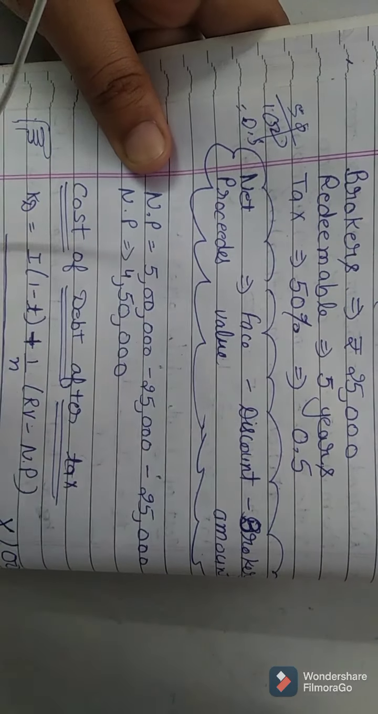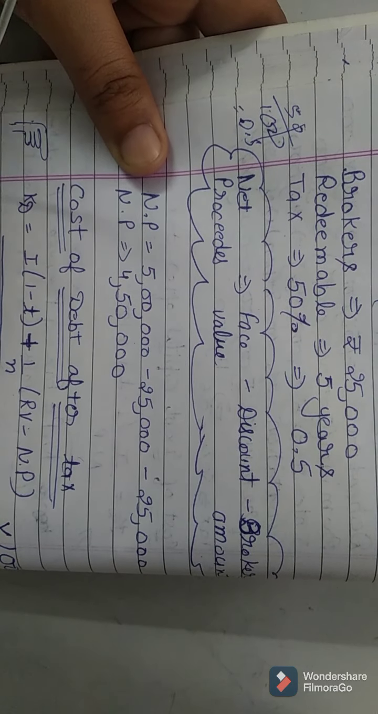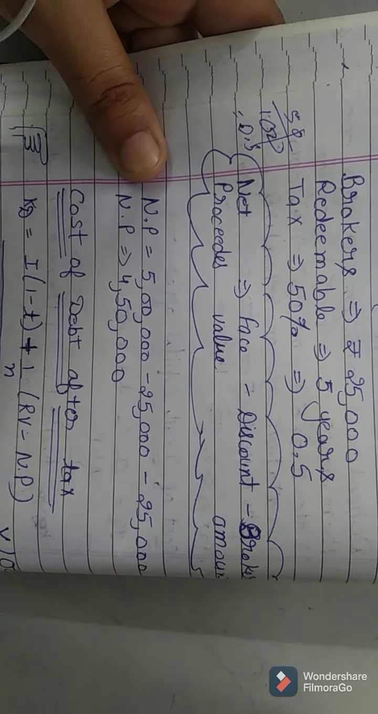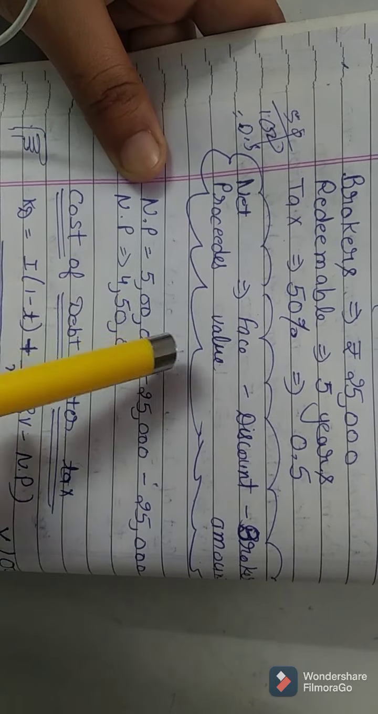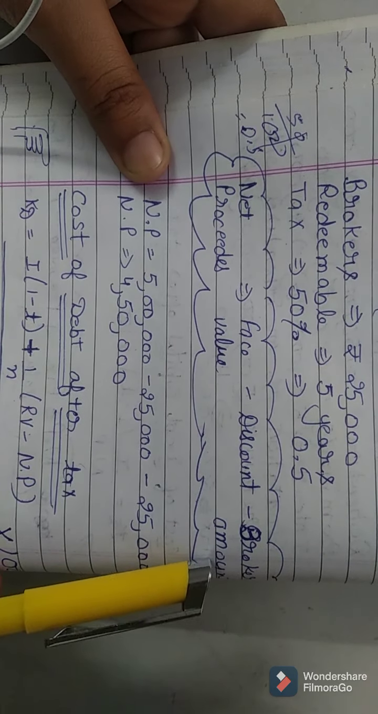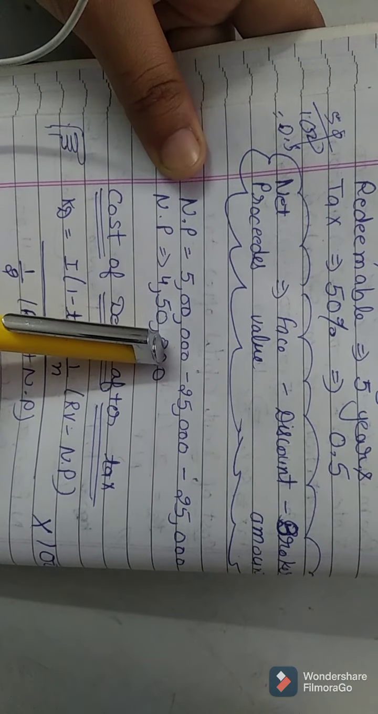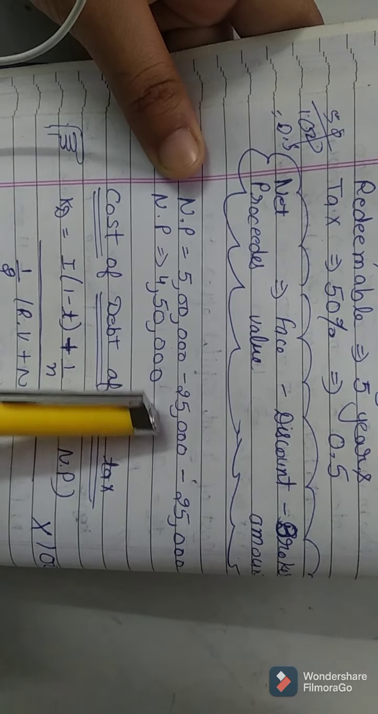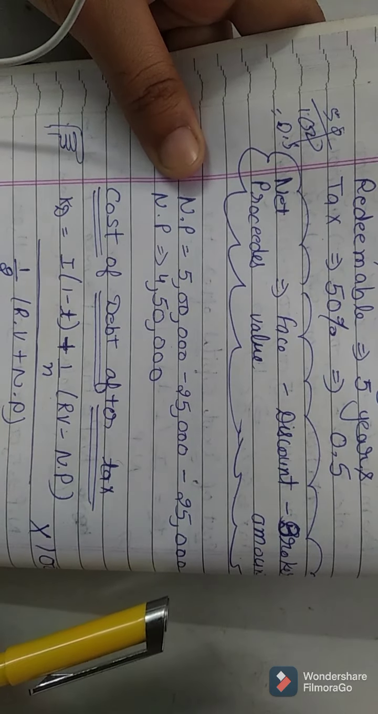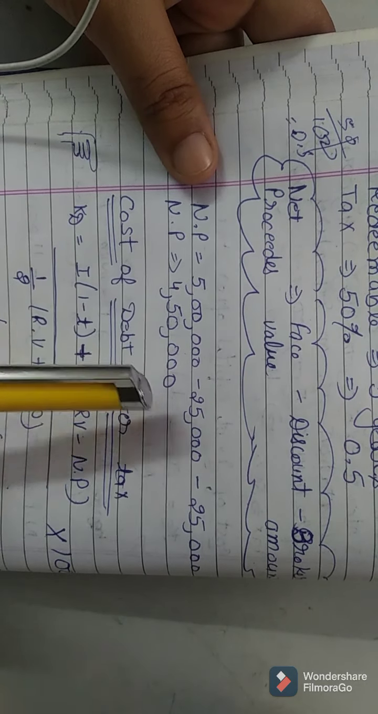Net proceed is calculated by adding all the premiums and minus all the expenses which are incurred by the company. Net proceed is equal to face value minus discount minus brokerage amount. Now face value of debenture is 5 lakh, minus discount, which is 25,000, minus brokerage, which is also 25,000. Now net proceeds is 4,50,000.